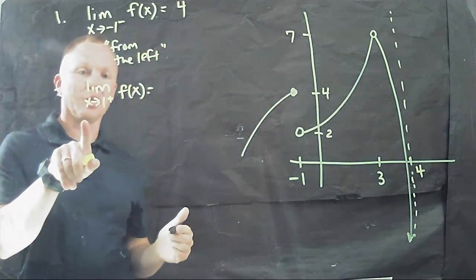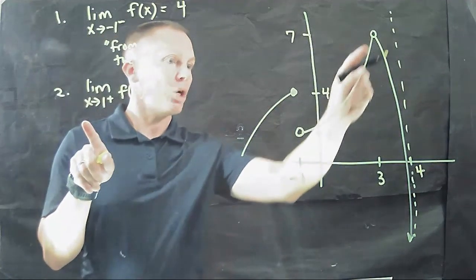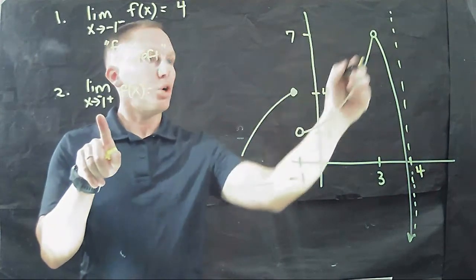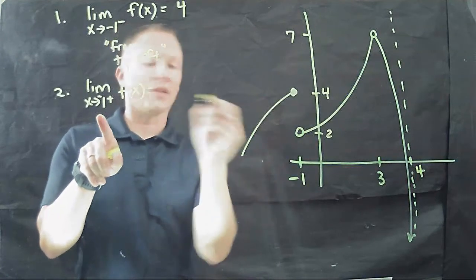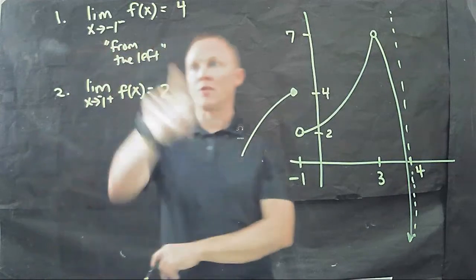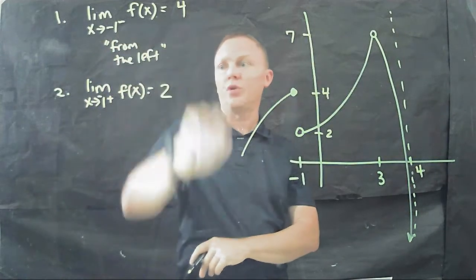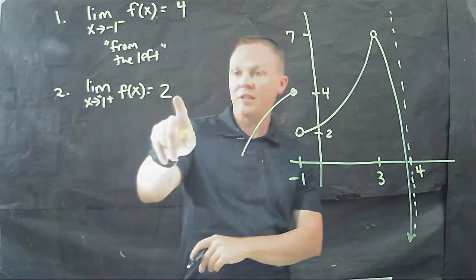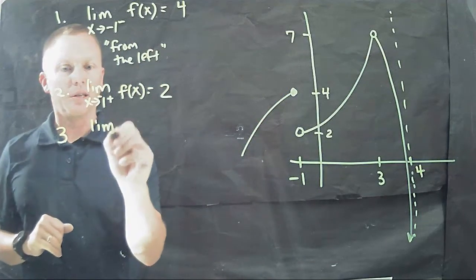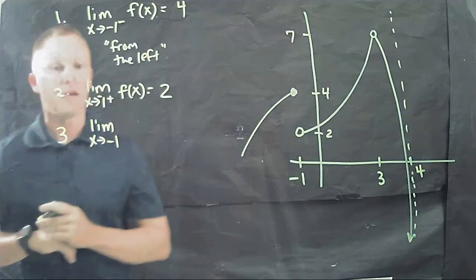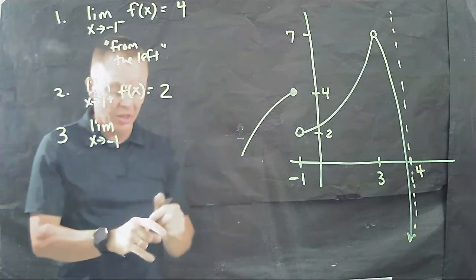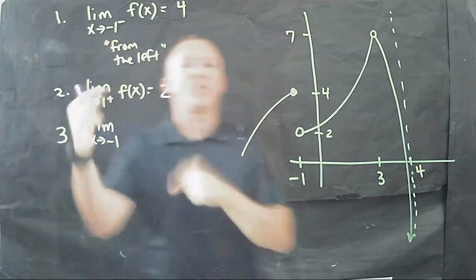So what's the limit as x goes to -1 from the right? Sorry, that's not -2, +2. Okay? So I've got the limit as x goes to -1 from the left is 4. The limit as x goes to -1 from the right is 2. But now, if I just straight up ask you for the limit as x goes to -1, and I don't indicate right or left, the implication there is that you're going to look at right and left together.